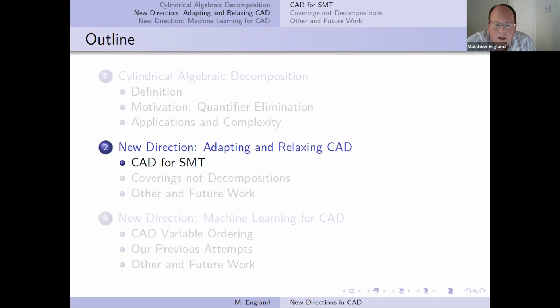Okay, so nice algorithm, but very expensive. So there's been some interesting work in recent years looking at adaptations and optimizations of this. I'm going to look at two particular new directions now.